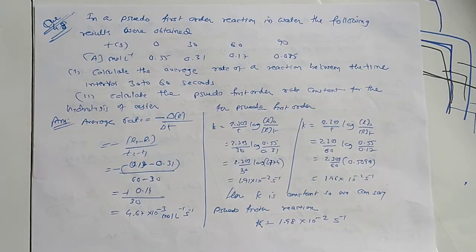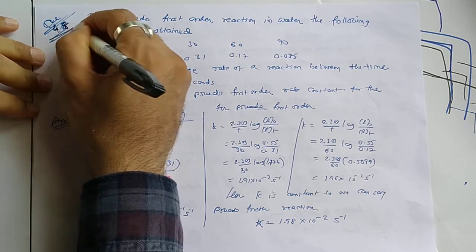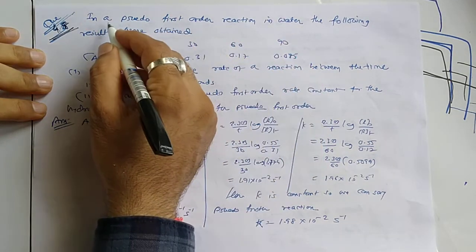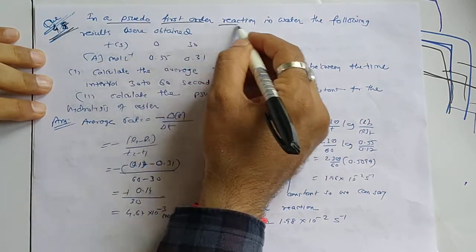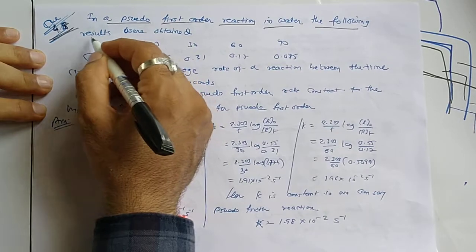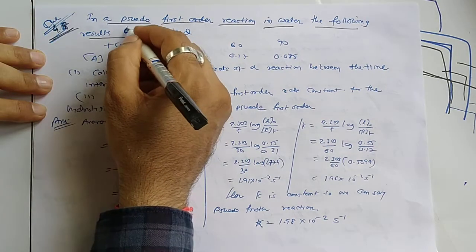Now 4.7 is the theory question of 4 marks. Describe the effect of temperature on the rate of the reaction. So it is not taken here. Now directly 4.8. In a pseudo first order reaction in water, the following results were obtained.